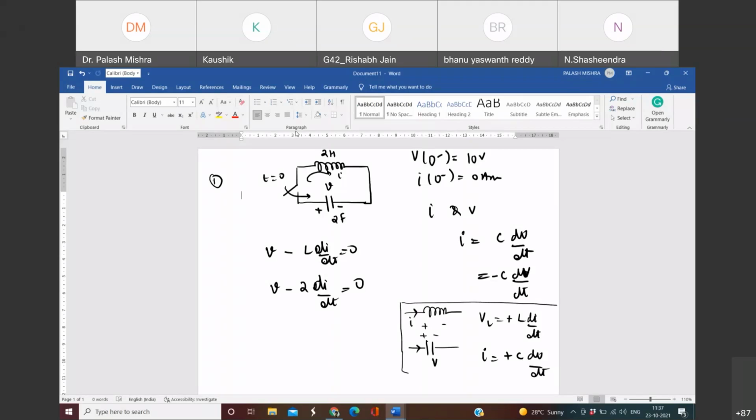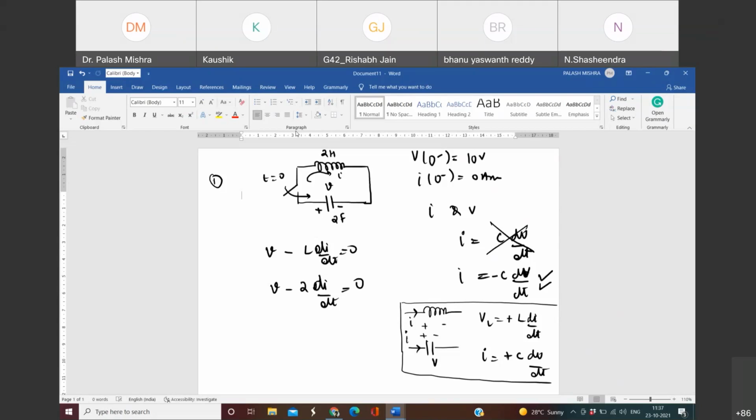Right? Now, as per this convention, if the current I is entering the positive terminal, then it will be a plus sign. But here current I is leaving the positive terminal. So it should be minus or plus? Minus. So I should be minus C dV/dt. Okay, this is not correct.